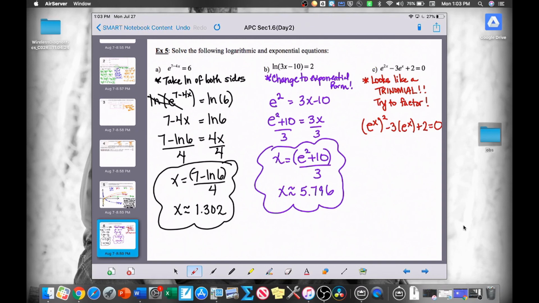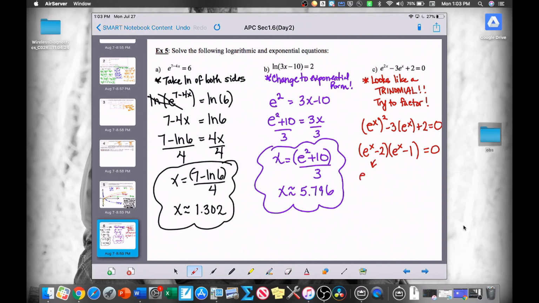So hopefully you're thinking, well, that has to be negative 2 and negative 1, right? So I draw my two sets of parentheses, and I put negative 2 and negative 1 in the back. And then instead of x minus 2 and x minus 1, it's just e to the x minus 2 and e to the x minus 1. So the factoring is done. Now I use the zero product property to solve.